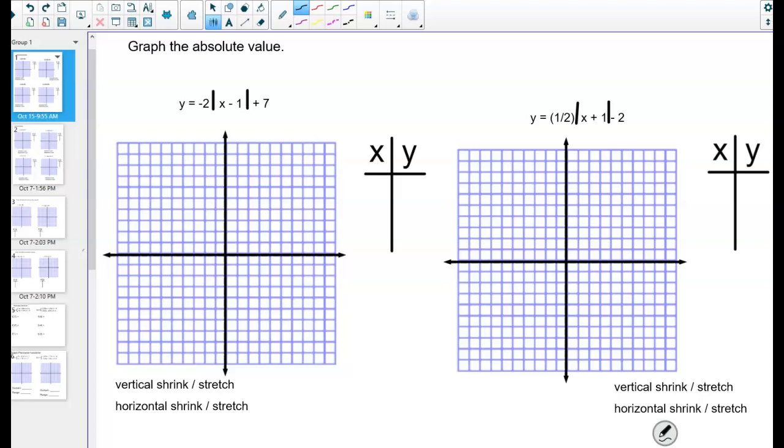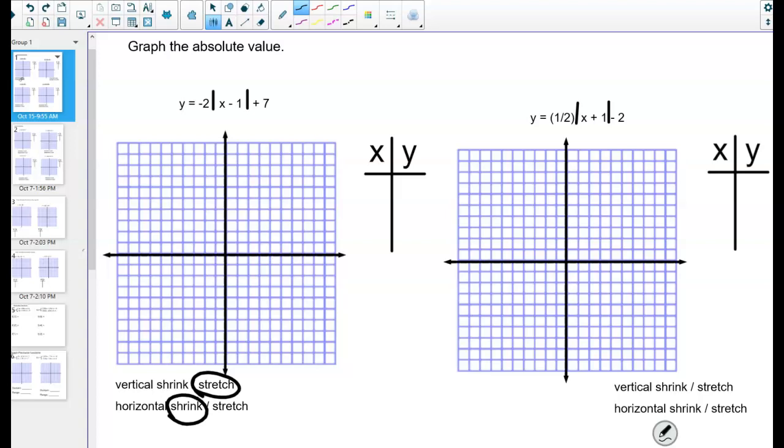If the number in front of the absolute value, in this case -2, if the absolute value of that number is greater than 1, we have a graph that's going to be narrow and go down or go up quickly. So anytime the absolute value of that number is bigger than 1, so the absolute value of -2 is 2, that represents vertical stretch and horizontal shrink.